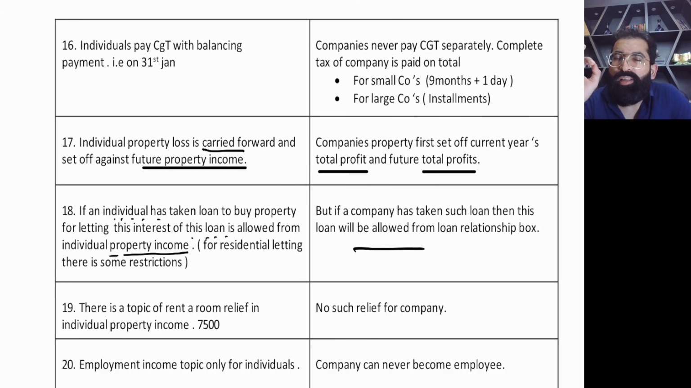Okay, now come to companies. Listen, if a company has taken a loan to buy property for letting, that loan interest is not an allowed expense from the company's property income. It is allowed from the loan relationship box. Remember that loan relationship interest income box; for companies it's allowed from there. So this is the major difference.